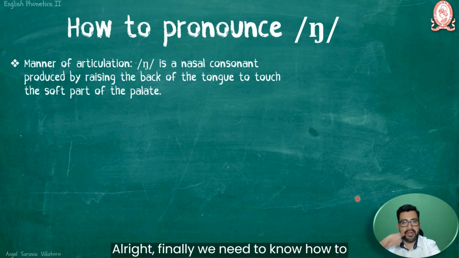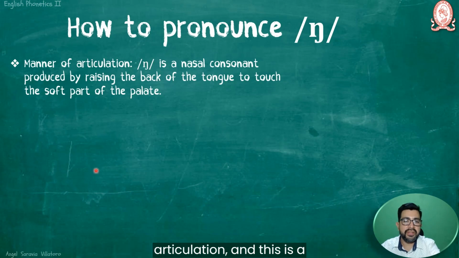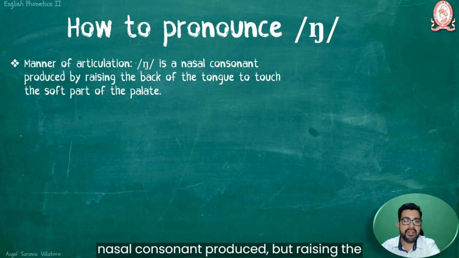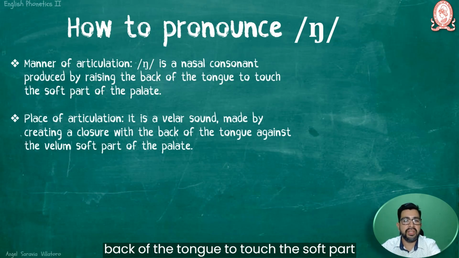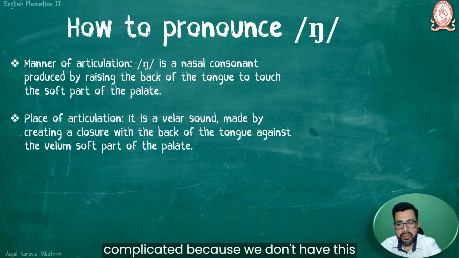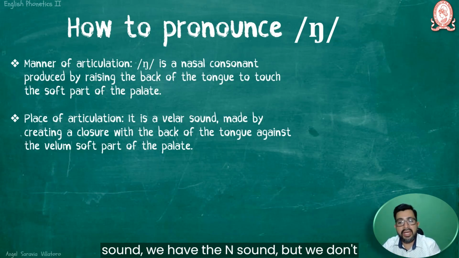All right, finally, we need to know how to pronounce the NG sound. So, the manner of articulation: this is a nasal consonant produced by raising the back of the tongue to touch the soft part of the palate. It's a little bit complicated because we don't have this sound in Spanish. We have the M sound, we have the N sound, but we don't have this sound.